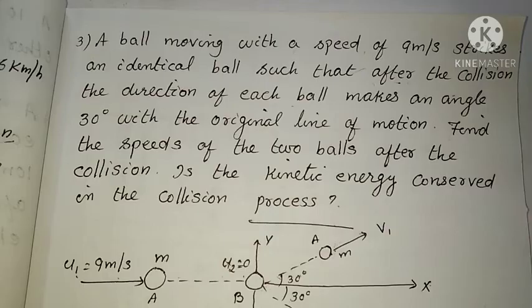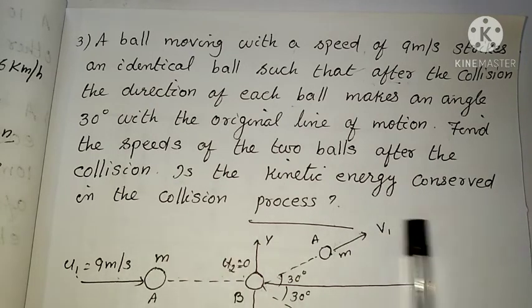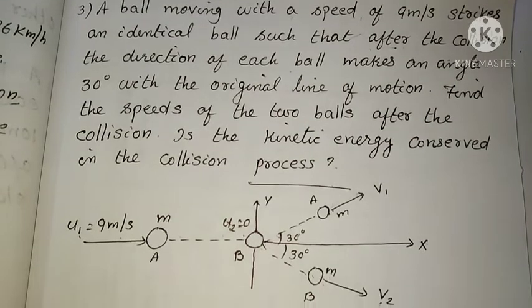Clear? Third question: a ball moving with a speed of 9 meter per second strikes an identical ball such that after the collision, the direction of each ball makes an angle 30 degree with the original line of motion. Find the speeds of the two balls after the collision. Is the kinetic energy conserved in the collision process? According to the question, we draw the figure.